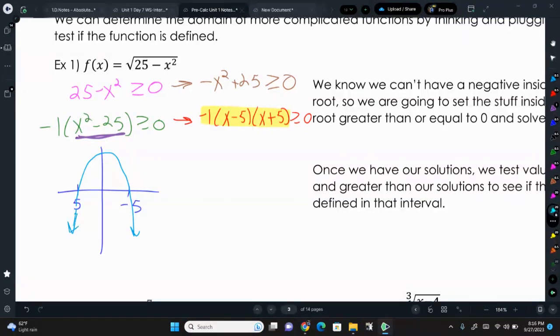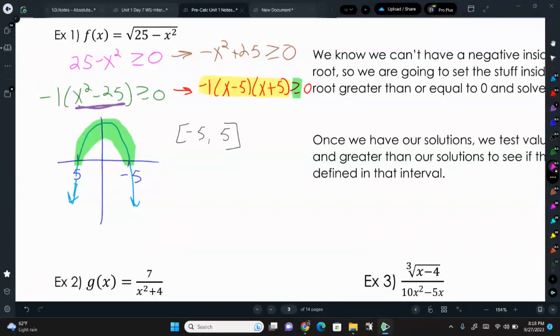And we want the values that are greater than or equal to 0. So we want above the x-axis. So what that does is that allows us to say that our solution set is [-5, 5]. And we know that we have brackets because it's greater than or equal to.